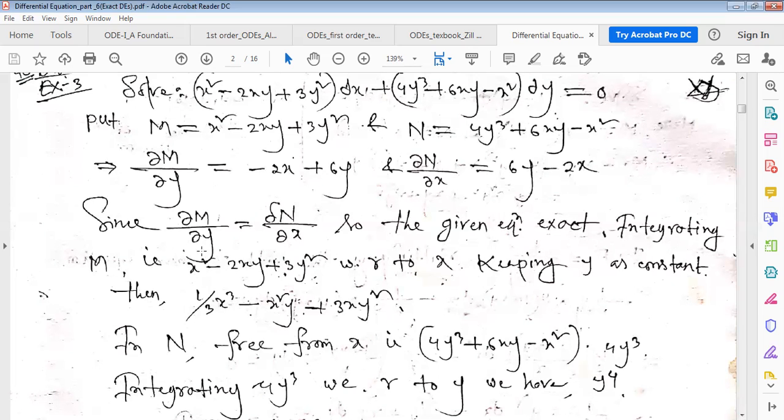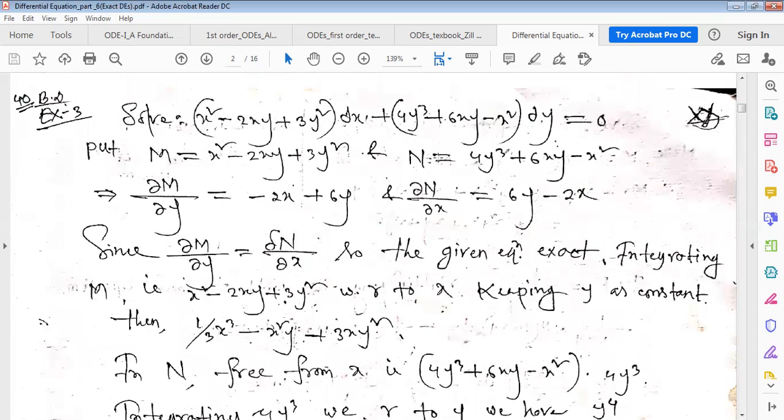Okay, the integration of x square: x to the power 2 plus 1 divided by 2 plus 1, that means x cube by 3. This will be x square y, and this will be constant, so only one integration, what will be, x. Now in n, observe which term is free from x. Actually 4y cube, there is no x.